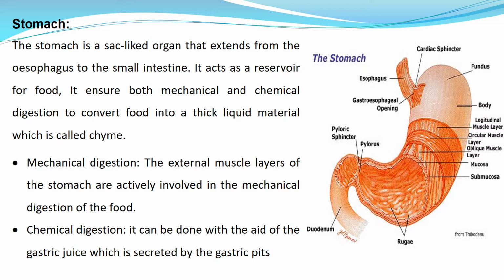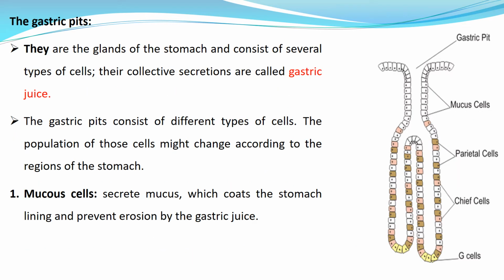As we mentioned before, the chemical digestion is a result of gastric juice. So, what is the gastric juice? They are glands of the stomach and consist of several types of cells. Their collective secretion, from the different types of cells, is called gastric juice.